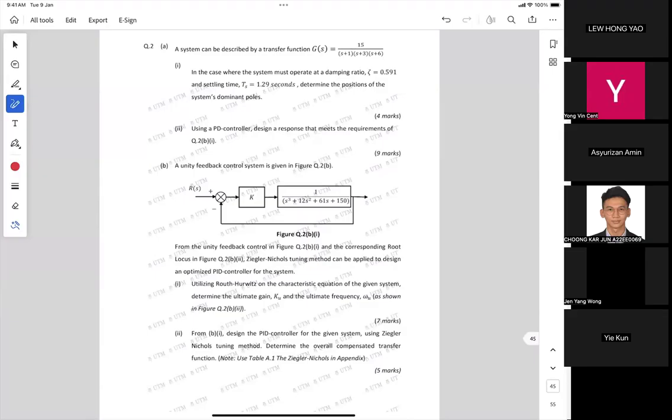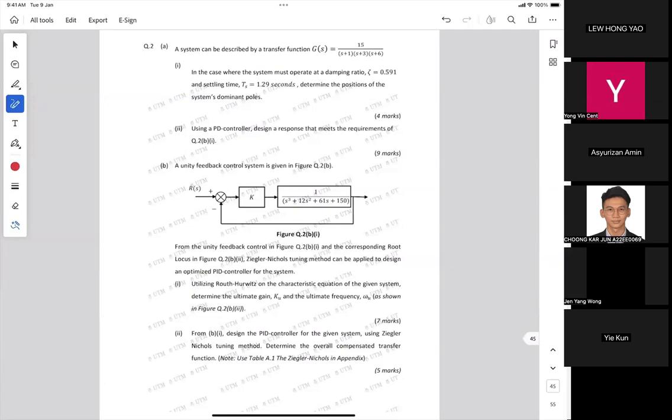2A and B. A system can be described by a transfer function G(s) equal to 15 over (s plus 1)(s plus 3)(s plus 6). In the case where the system must operate at a damping ratio zeta equal to 0.591 and settling time Ts equal to 1.29 seconds, determine the positions of the system's dominant poles. Using a PD controller, design a response that meets the requirement of Q2B1.